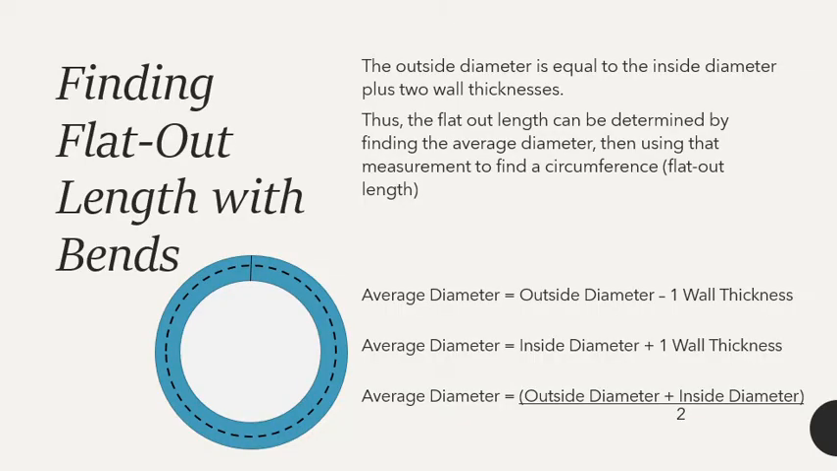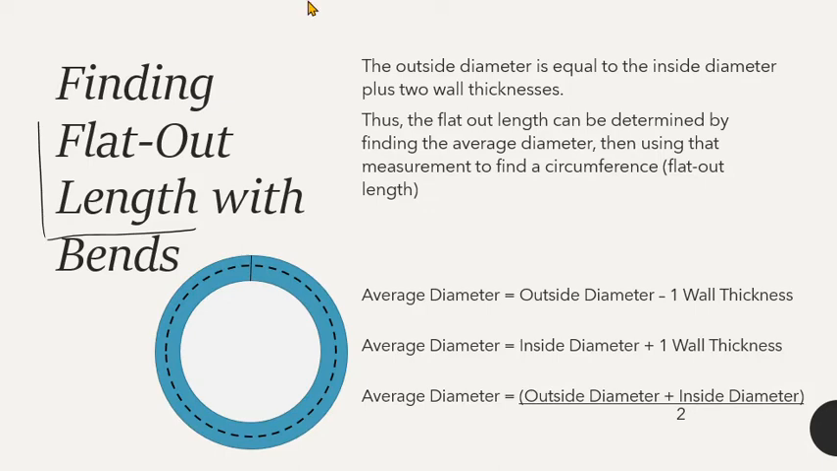This is a little more complicated though than our 90-degree bends for bending metal, because we're going to need to find the distance around the middle of our circle. So we're needing to find an average circumference. But what we'll be able to find first is a diameter that we have to then incorporate into a circumference calculation to find the flat out length. Okay, and here's how it works.